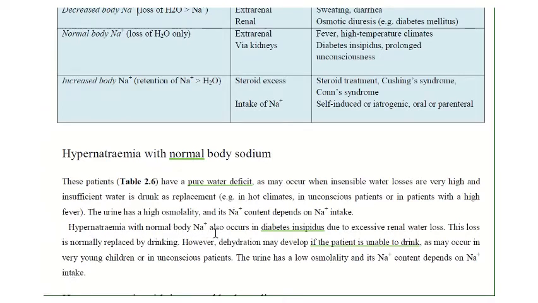Hypernatremia with normal body sodium also occurs in diabetes insipidus. هذه الحالة المرضية اللي اسمها diabetes insipidus due to excessive renal water loss. هذه الحالة يصير excessive renal water loss. This loss is normally replaced by drinking. However, dehydration may develop if the patient is unable to drink, as may occur in very young children or in unconscious patients. هنا the urine has low osmolality and its sodium content depends on sodium intake.